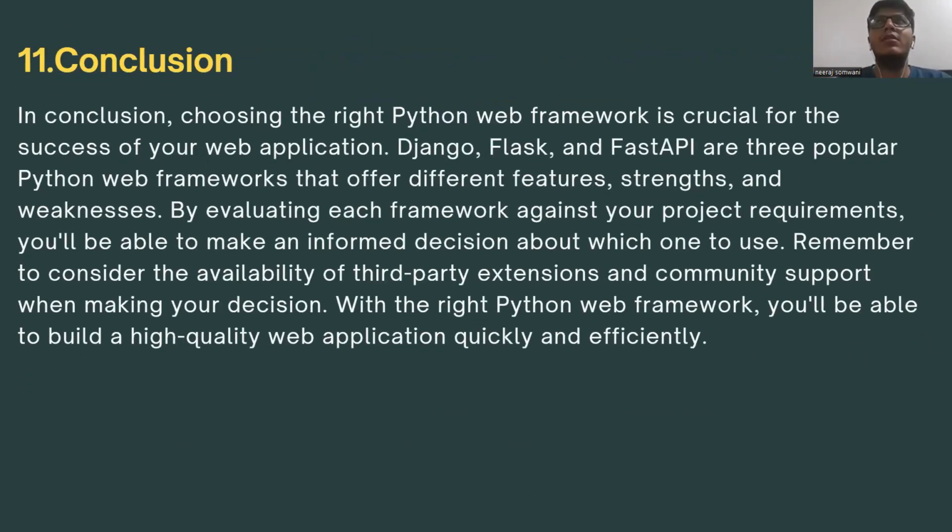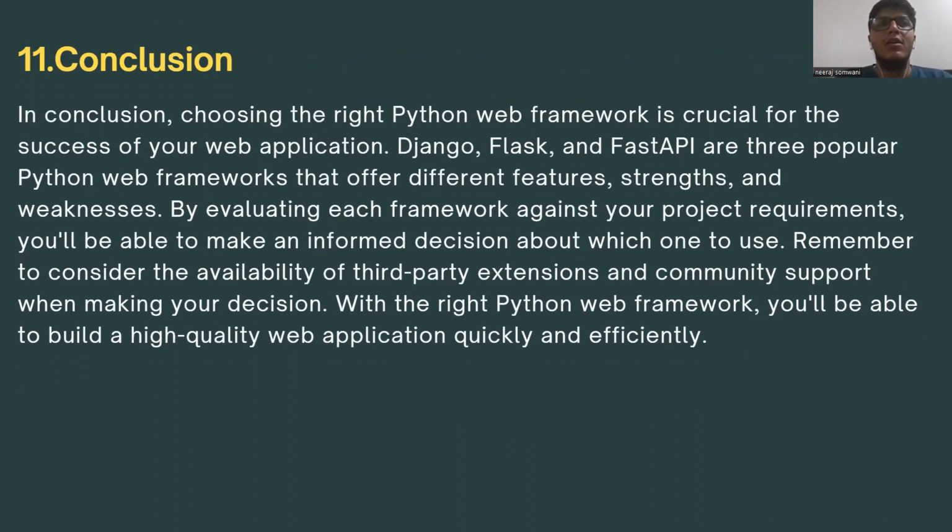So as we conclude, the web framework a developer wants to choose among Django, Flask, and FastAPI, each has different features, strengths, and weaknesses. By evaluating each framework against the project requirements, we will be able to make an informed decision about which one to use. Remember to consider the availability of third-party extensions and community support when making your decision with the right Python web framework. So of all these three frameworks, I choose Flask for making a web application.